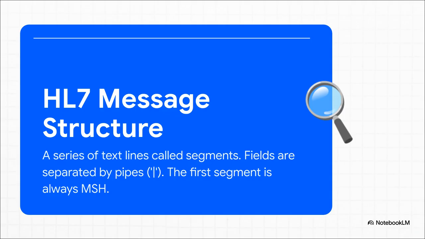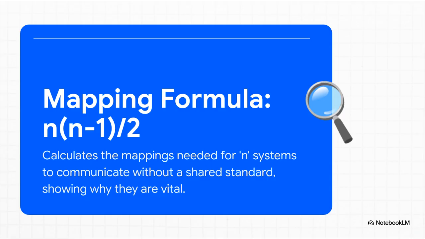All right, quick facts on the old-school HL7 standard. It's basically a text file. Each line is a segment, and the fields inside those segments are separated by those pipe characters. But if you remember one thing, remember this. The first segment of any HL7 message is always the MSH, which stands for message header. Always.